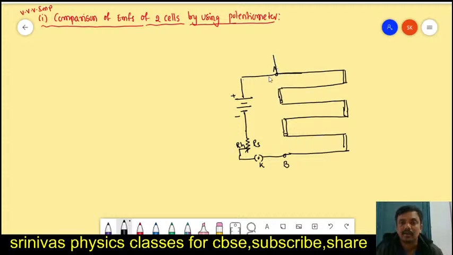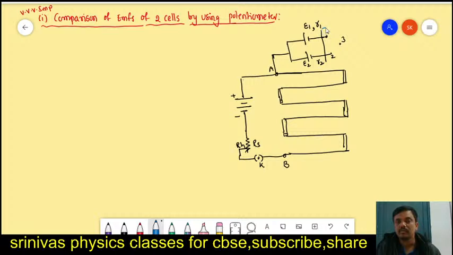From point A, you have to connect two cells whose EMFs we want to compare. This is the first cell whose EMF is E1 and internal resistance is R1, and this is the second cell whose EMF is E2 and internal resistance is R2. These two are connected, and this is point 1, this is point 2, and this is point 3. And here this is a box where we can connect 1, 2, 3.